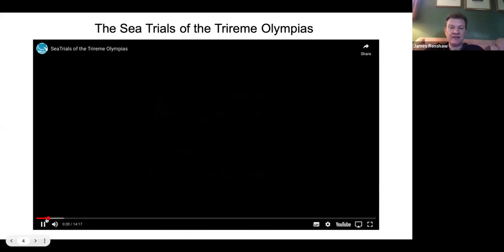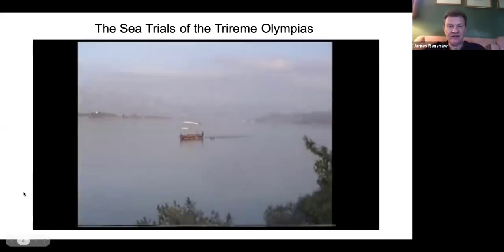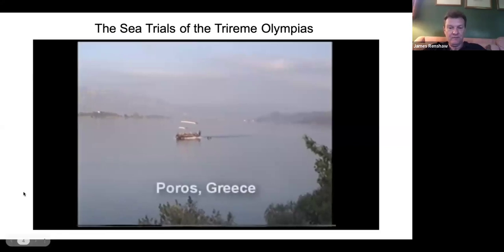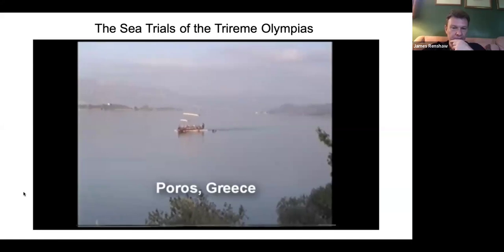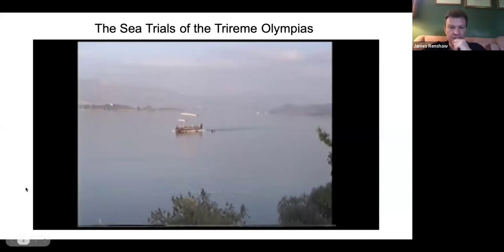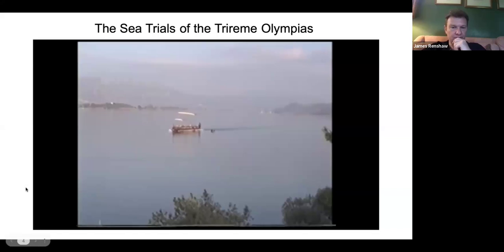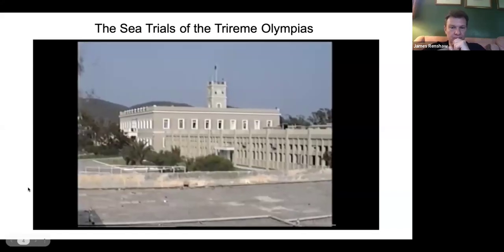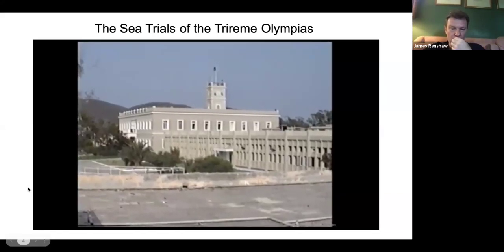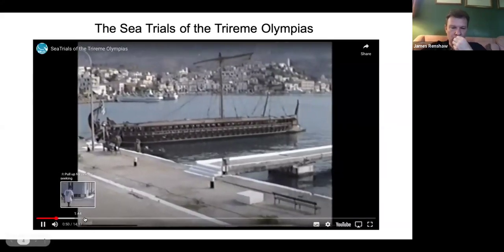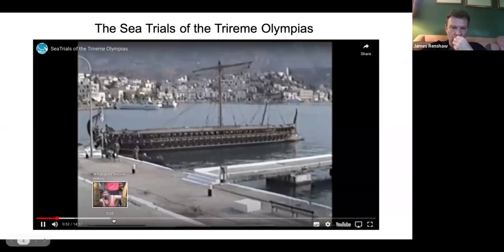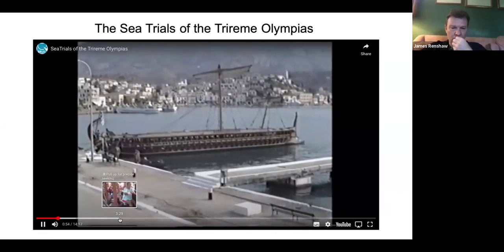Because it's a fantastic insight into what it's like. This video was made during trials of the reconstruction of an ancient Athenian trireme warship at Poros, Greece, in August 1990. Here we see some of the naval school at Poros and the town of Poros behind, as the camera moves to show the ship, Olympias, moored to the quay stern first in Mediterranean fashion.